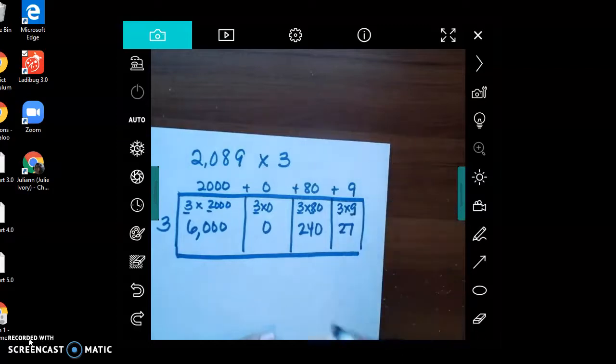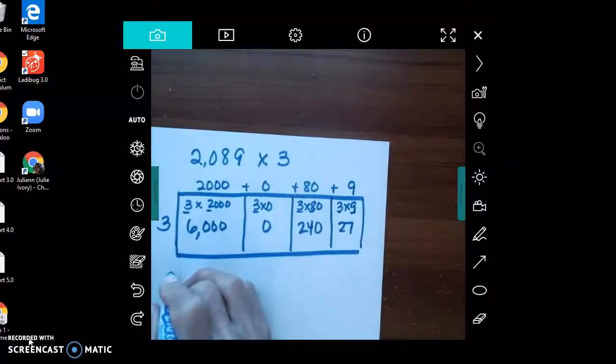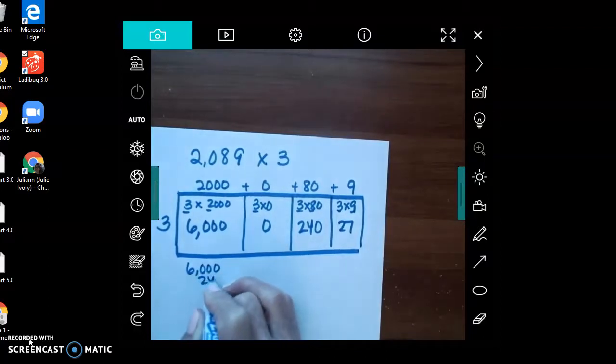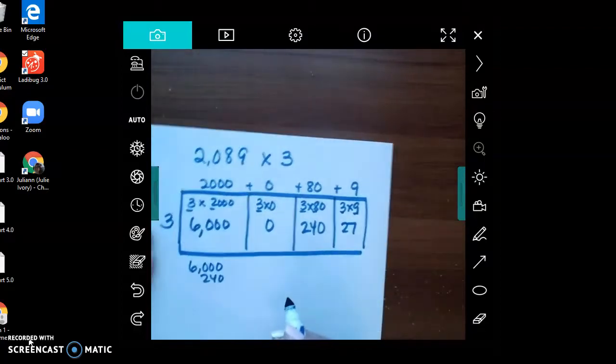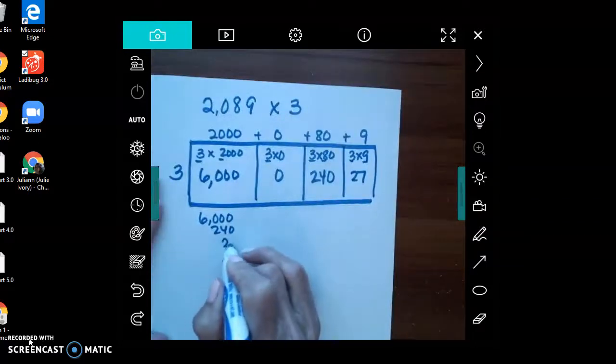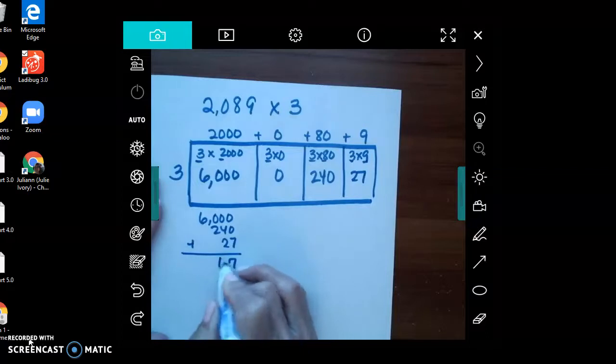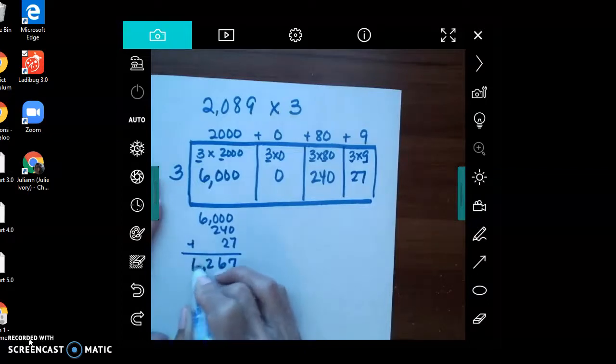I don't have much room here, so I'm going to go over here and stack my numbers by place value. I'm not even going to include that one because it's a 0. And we'll add this up. We have 6 tens, 2 hundreds, and 6 thousands.